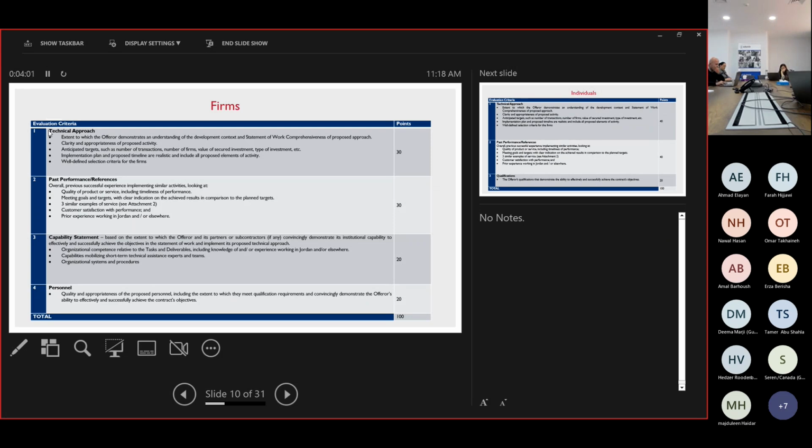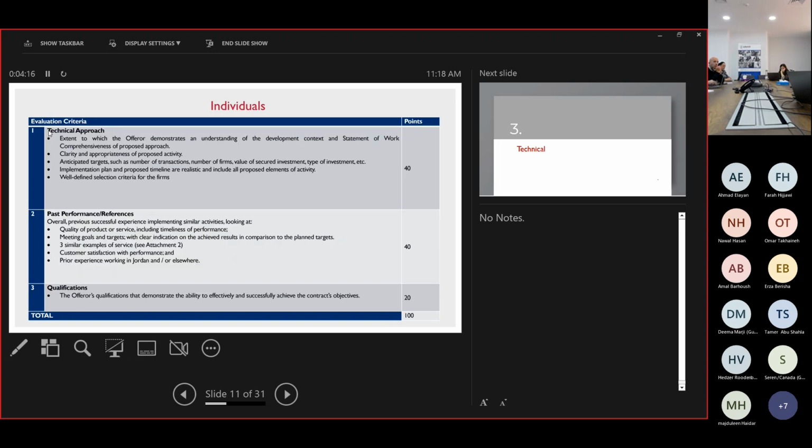The proposals received from the firms will be evaluated based on the technical approach, the past performance or references, the capability statement and personnel assigned for these tasks. For individuals, the technical approach will be evaluated, along with the past performance or references, and the qualifications of the individual.